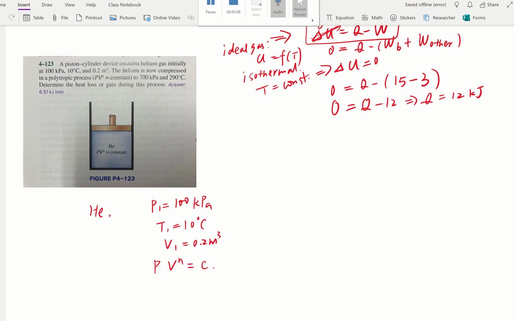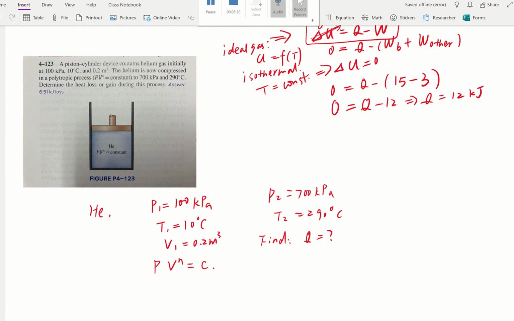That's going to be a constant. And then the final pressure, P2, is 700 kilopascal, and the temperature T2 is 290. Then they want us to find the heat loss. Okay, so for this problem, it's going to be ideal gas because it's helium, and also it's polytropic. All right, so PV^n equal to C.